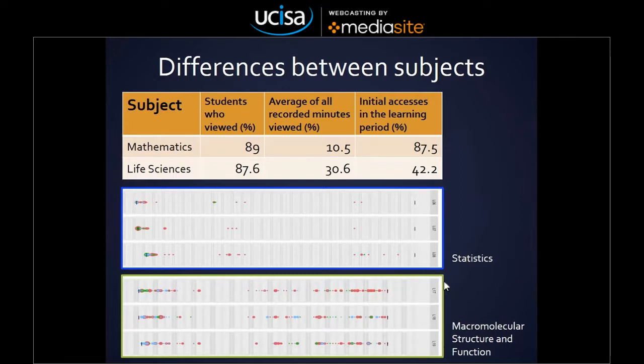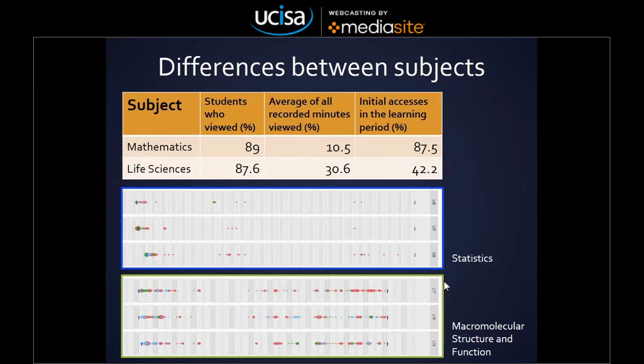And this is an area for future research. This is something that we really want to look into. Here are some actual breakdown of the use. On the left-hand side, we've got when the lecture occurred. The black line on the left-hand side is when the lecture occurred, and the black line on the right-hand side is when the exam was.